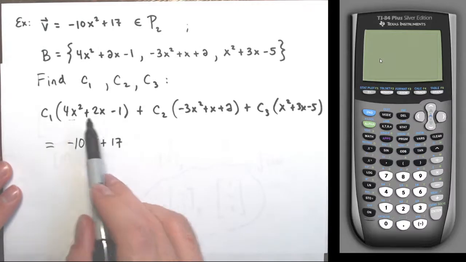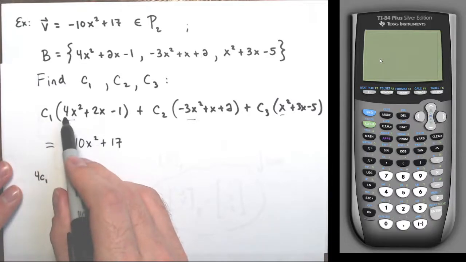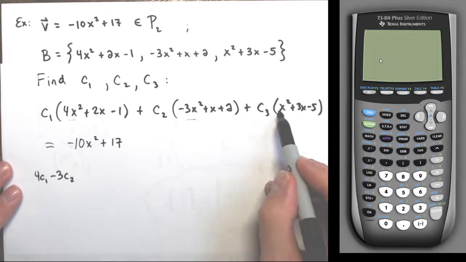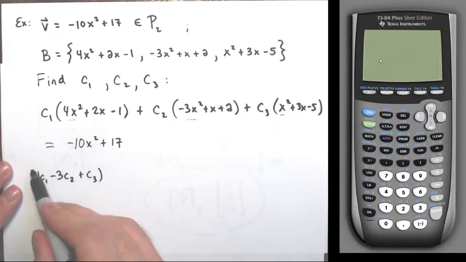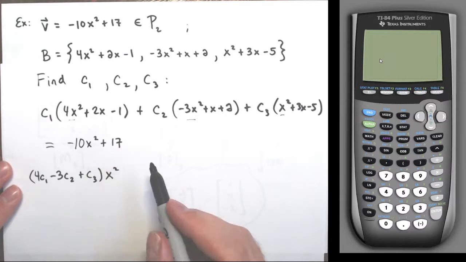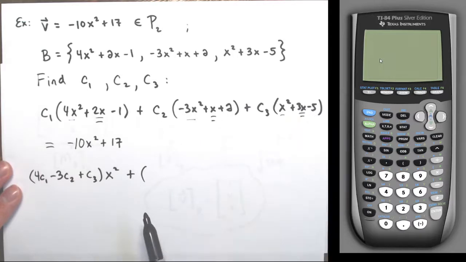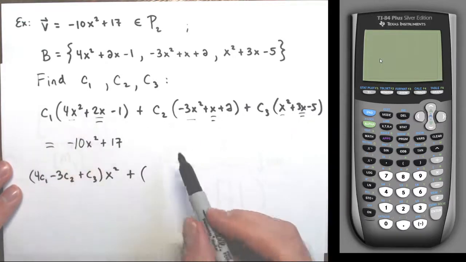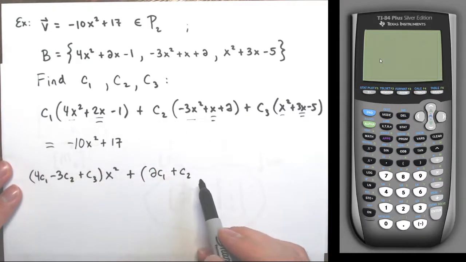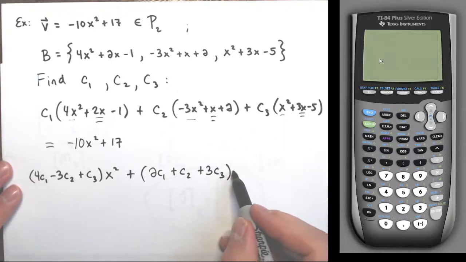So if you look at all the x squared terms, I'd have 4c1 as the coefficient of that x squared, minus 3c2 as the coefficient of that x squared, plus c3 as the coefficient of that x squared. So combine all of them and you get that as the coefficient of x squared terms on the left side of the equal sign. Plus, then look at the x terms, x to the first terms on the left. You'd have 2c1 as the coefficient of that x term, plus c2 as the coefficient of that x term, and then plus 3c3 as the coefficient of that x term.